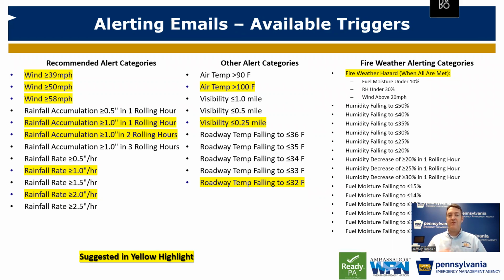Air temperature, visibility, roadway temperature. Again, only available for the networks that have that data available. And we have fire weather hazards. So we have a kind of if-then statement. If fuel moisture, relative humidity, and wind speed meet our red flag warning criteria, they'll send out an email. And again, those are only on the RAWS sites.